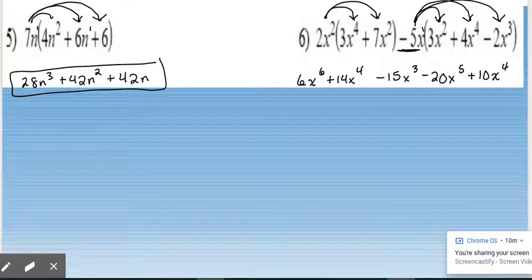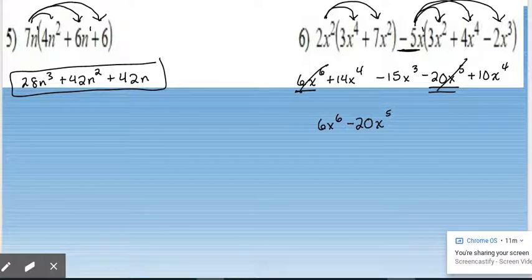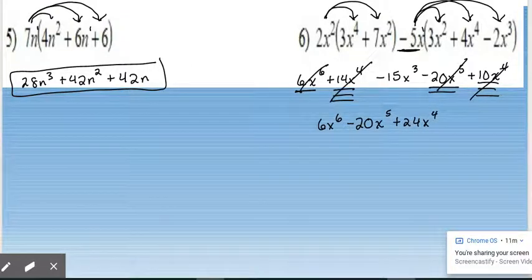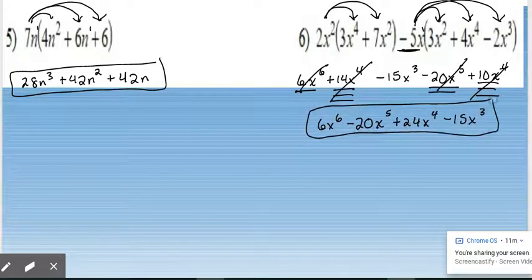Then we got to make sure we combine our like terms, put these in the right order. So x to the 6, it's the only one. Then we have our x to the 5th. That's our only one, so drop it like it's hot. We have our x to the 4th, and we have 2 of those, so we're going to combine those. And again, I have to remember, now I'm adding, leave the exponent alone. So plus 24x to the 4th, and then drop it like it's hot, minus 15x to the 3rd.